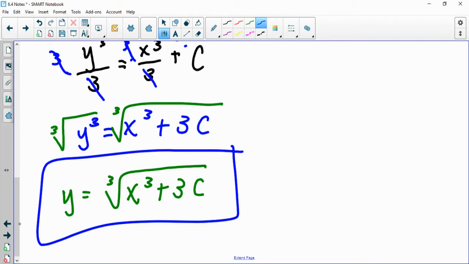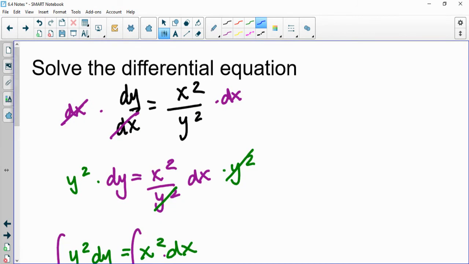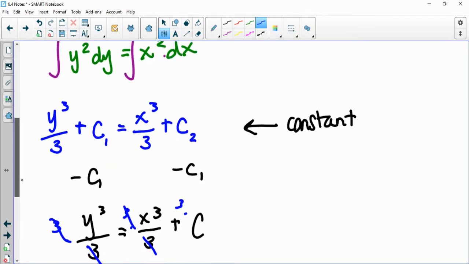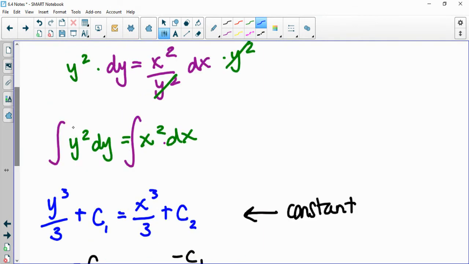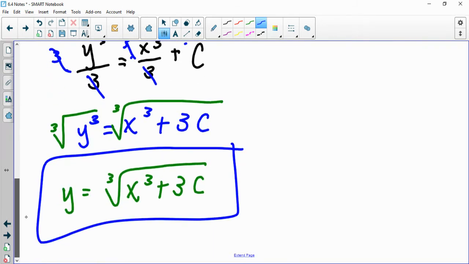So in general, the gist of all of these will be: get your dx on the same side as the x's, get your dy on the same side as the y's, however you accomplish that, as long as it's algebraically legal, it doesn't matter. And then do an integral on both sides. Do your plus c, and then solve for y. Hooray, you solved a differential equation.